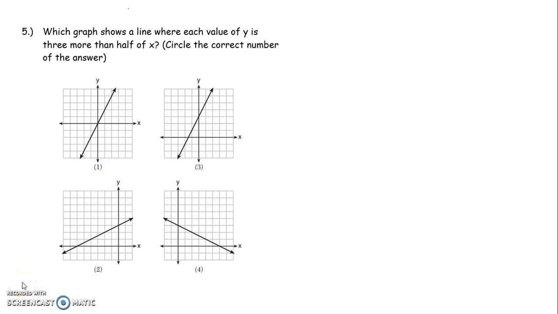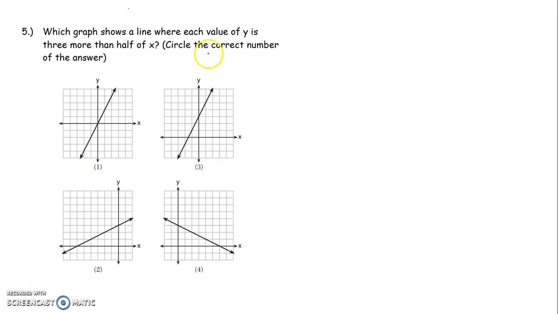This video is going to help you with hopefully numbers 5, 6, and 7 on CR 32. If I don't get through all of them in this video, well, I'll make another one, we'll see. Okay, it says, which graph shows a line where each value of y is 3 more than half of x?